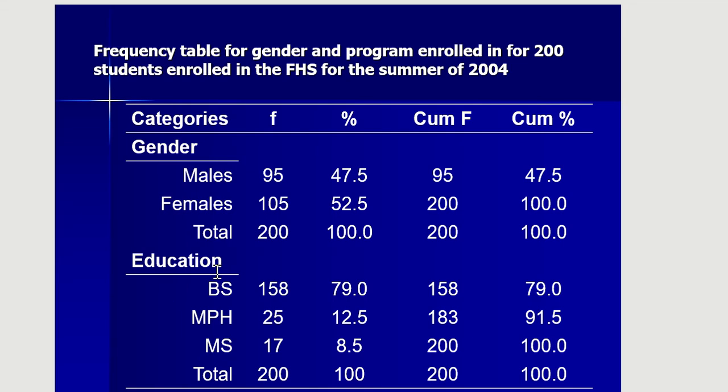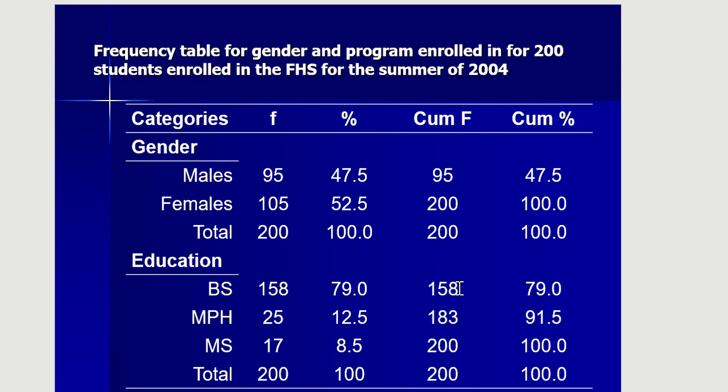So for education, for example, the participants in this study either had a BS degree, a Master's of Public Health degree, or a Master's of Science degree. The frequencies are such that 158 for the BS, 25 for the Master's of Public Health, and 17 for the Master's of Science. They add up to 200. The percentages are 79.0, 12.5, 8.5. They add up to 100.